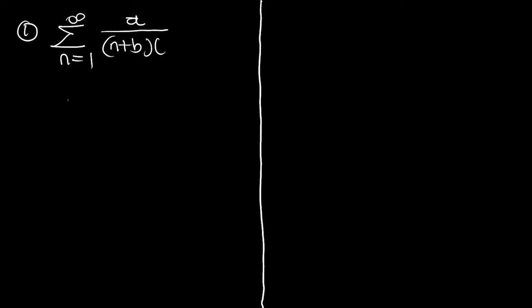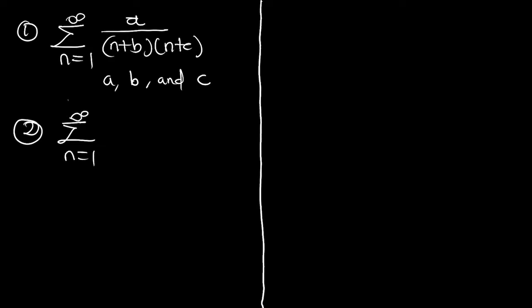So let's look at a typical example of a telescoping series. This is an example of a telescoping series: summation as n starts from 1 to infinity of a over (n plus b)(n plus c), where a, b, and c are all arbitrary constants. This can also be an example of a telescoping series. So this too can be an example of a telescoping series.